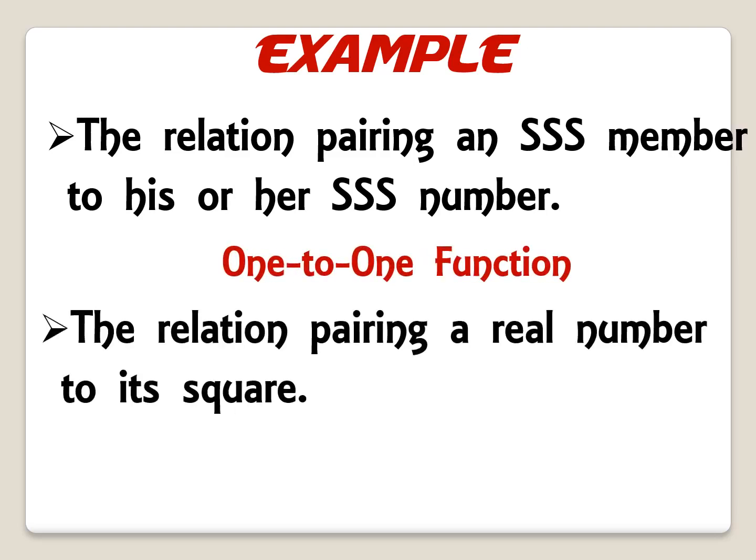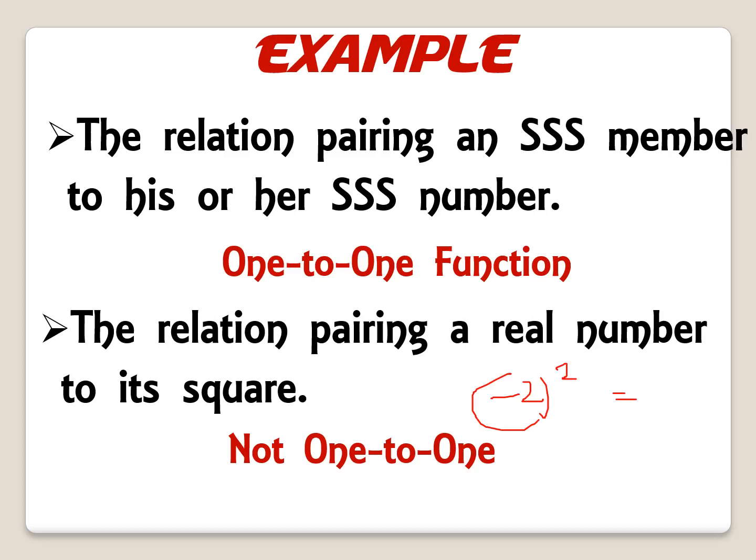And then we have the relation pairing a real number to its square. This one is not a one-to-one function. Why not? For example, you have the number -2. The square of that is equal to +4. And if you also have +2 and you square it, you also have the same number, which is 4. So this one is not one-to-one.